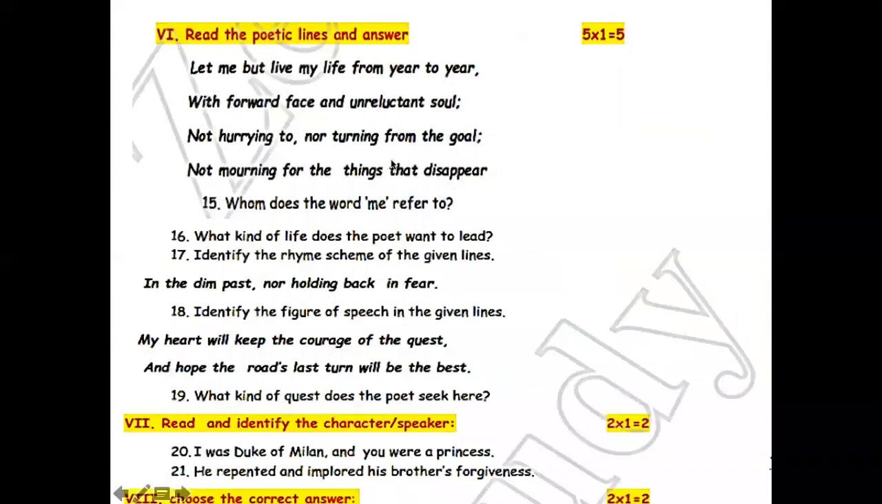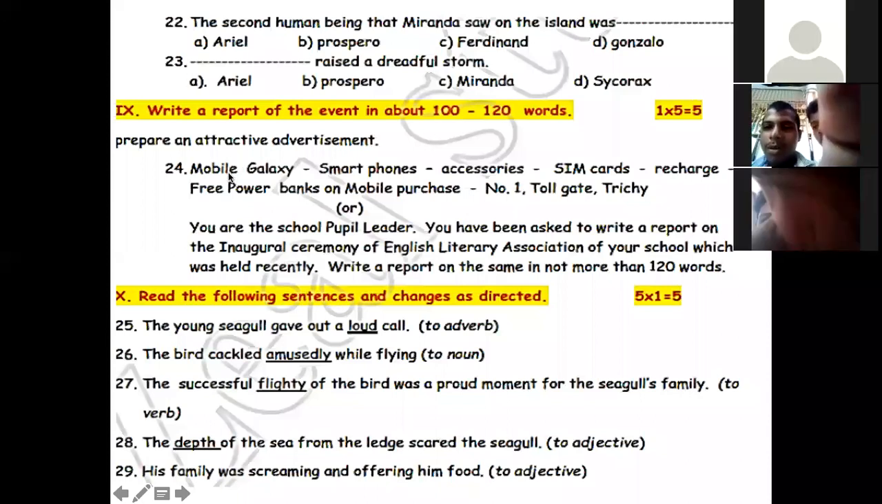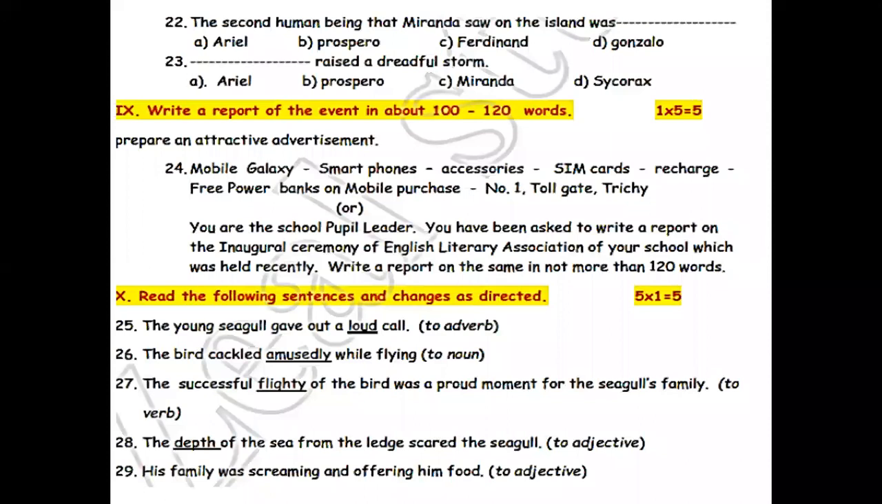This is the read the given lines and answer the question. So here both the poem appreciation as well as the question answer come under this category. The next one is identify the character and speaker. This is from the supplementary. Next, choose the correct answer. This also comes under the supplementary. Here, you can either attend the advertisement or the report writing. Any one you can attend. So you get 5 marks for this. The next one is the vocabulary part. There you get 5 marks for each question.